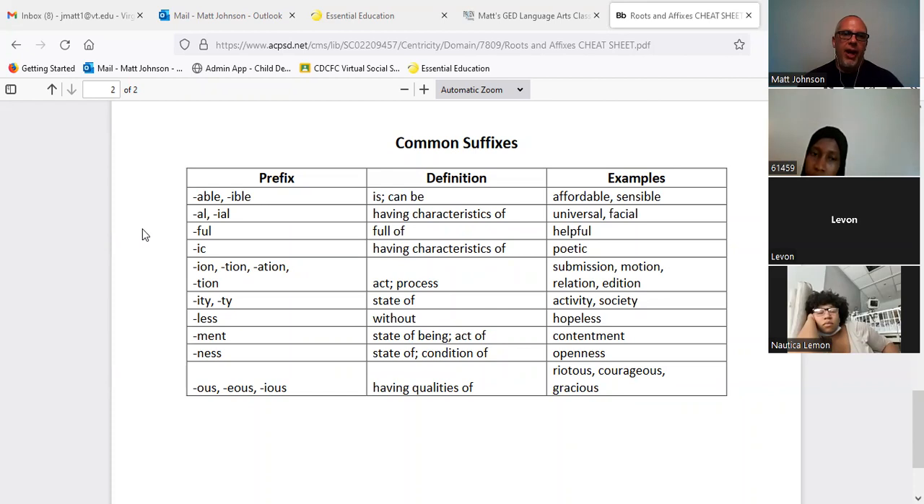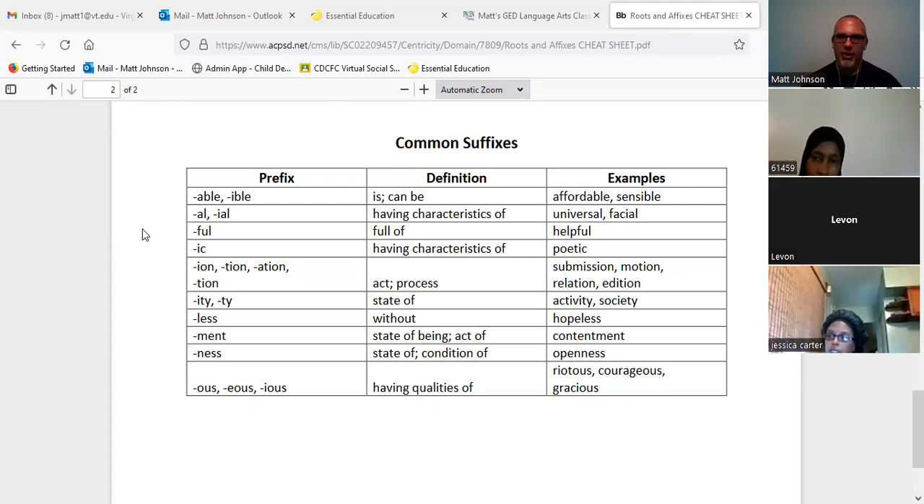And then ion, tion, ation, or ition. I don't know why they have tion on there twice. It's the same thing. So the act or process: motion, relation, addition, submission, right? It's all about an action or a process. ity or ty is the state of. So activity, society, piety, if you are a pious person acting piously, piety being religious, is another one.